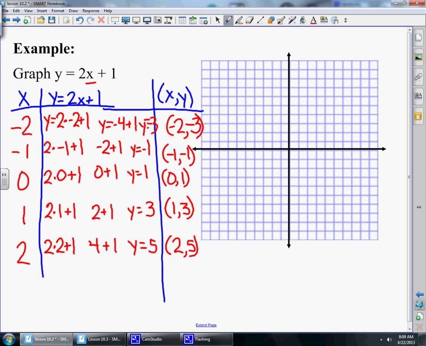So we always start at 0. We're going to go 2 to the left and 3 down. There's our first point. Start at 0. 1 to the left, 1 down. There's our second point. 0 to the left or right and 1 up.